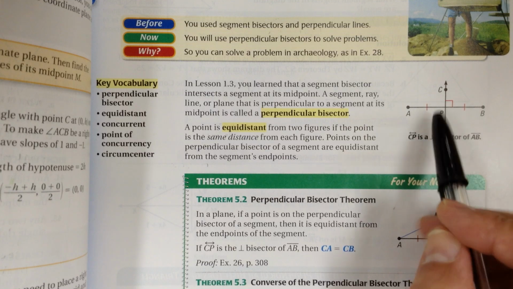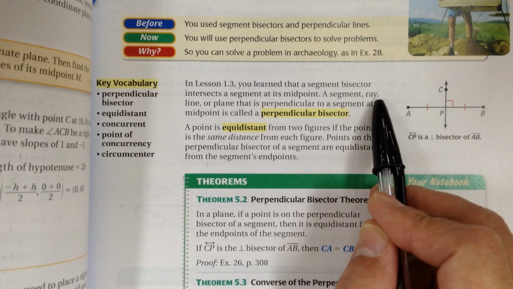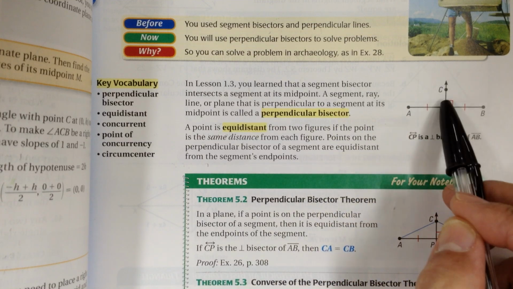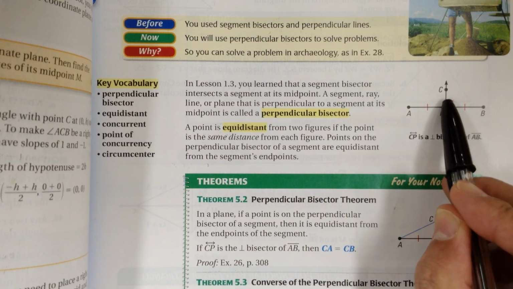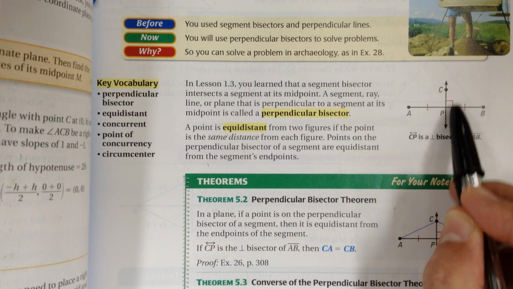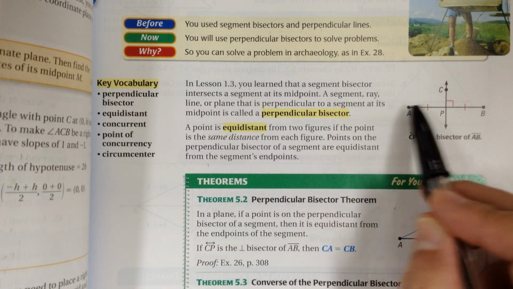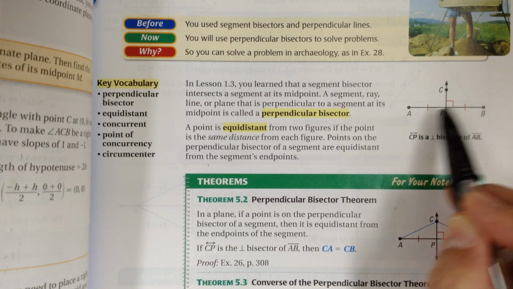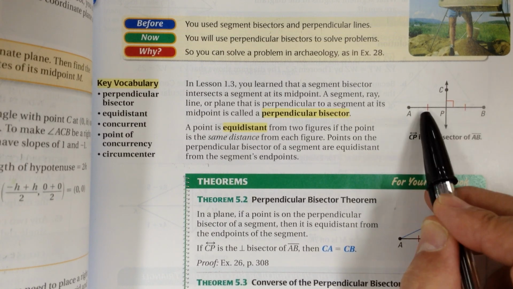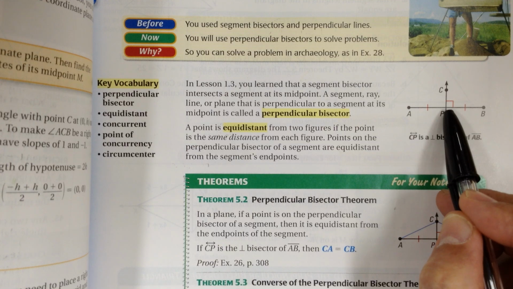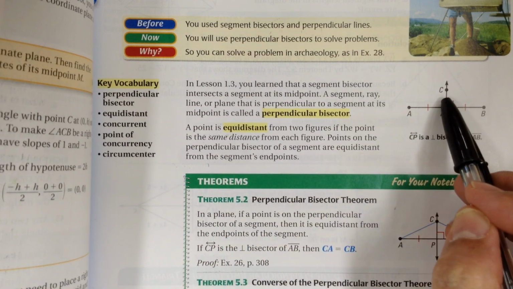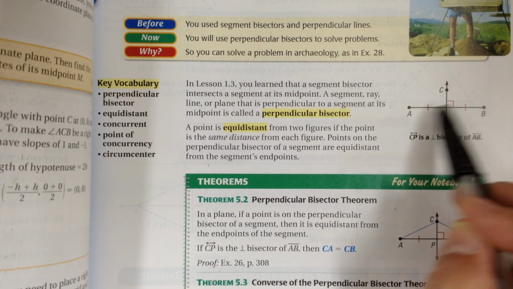And it's perpendicular. So it's a segment, ray, line, or plane that is perpendicular to a segment. You can tell by this symbol right over here, this tells you that it's perpendicular. So it's perpendicular to this segment at its midpoint. This is the midpoint because the marking means equal length. So this is a perpendicular bisector, because it's a right angle and it cuts the segment into two equal parts.